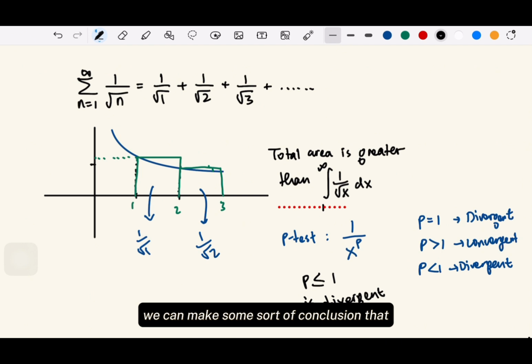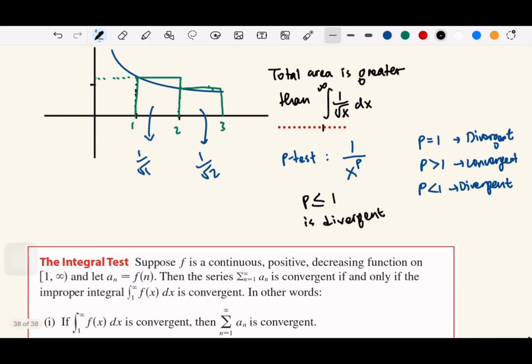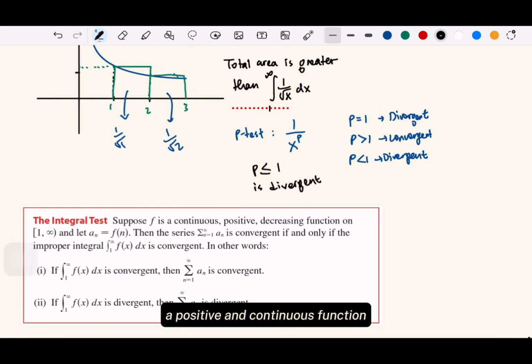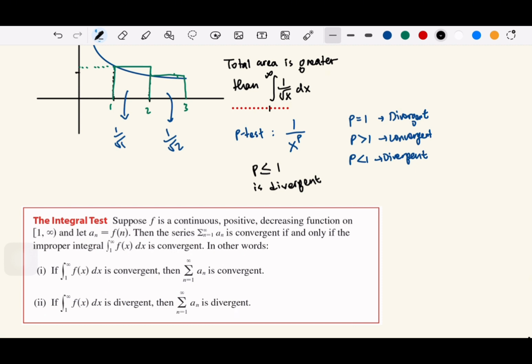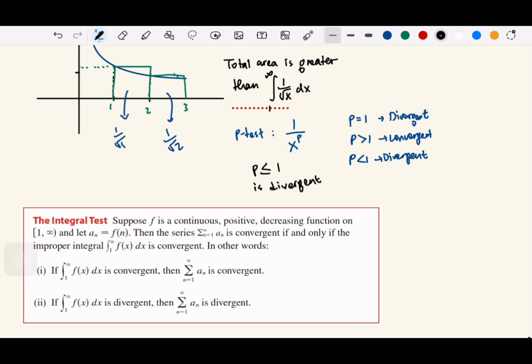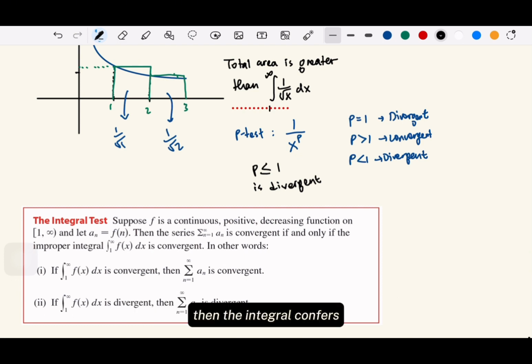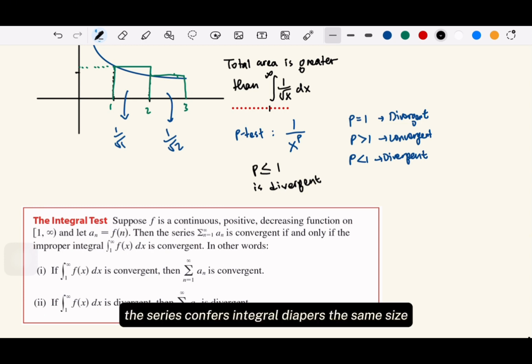If we have a positive and continuous function, and it is decreasing, which means it's going down, like the two curves that I mentioned, we can let a_n be a function of n, and the series will converge if and only if the improper integral converges. So we need to check the integral. If we know it's a positive, continuous, decreasing function, we can check the improper integral. If the integral converges, the series converges. If the integral diverges, the series diverges.